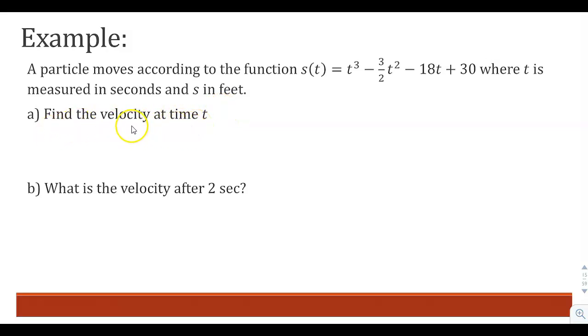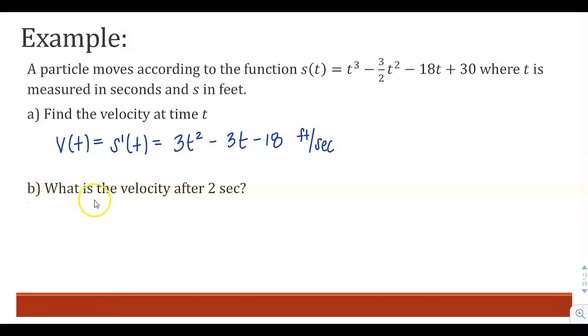So here our job is to take the derivative of the position function. So v of t is equal to s prime of t, and we can apply the power rule to each term. So we have 3t squared minus 3t minus 18, and then just plus 0. Since we're talking about velocity here, the units would be a rate of feet per second.